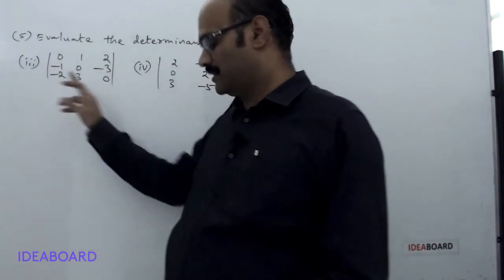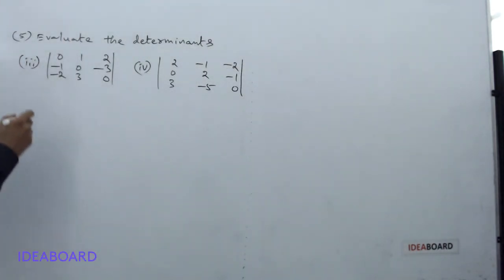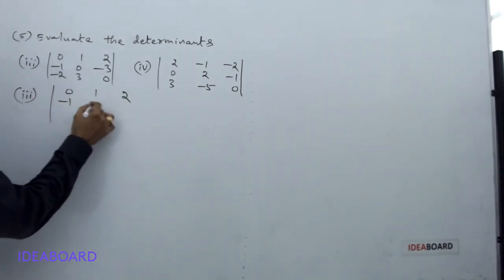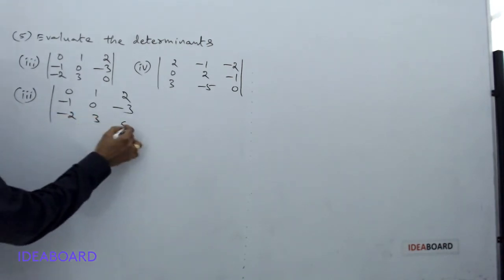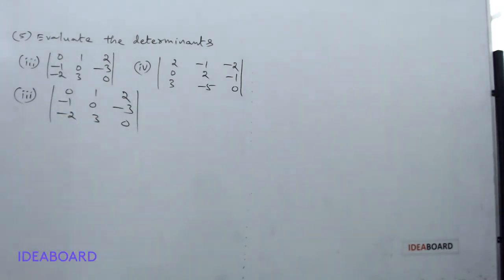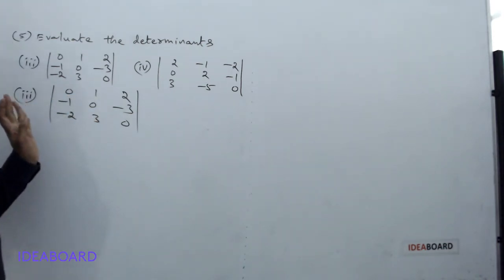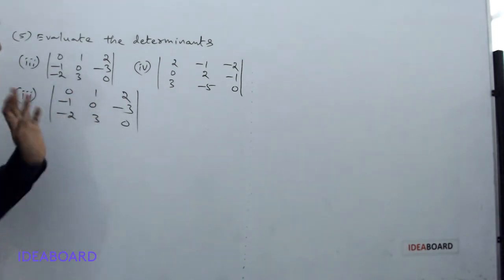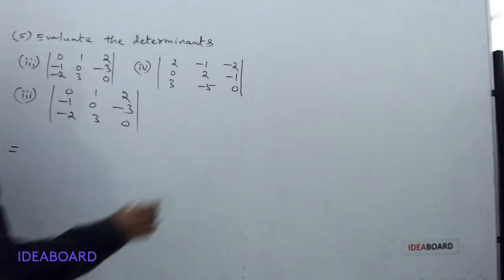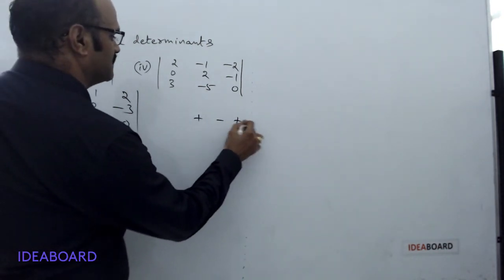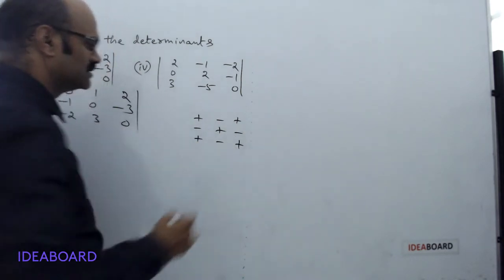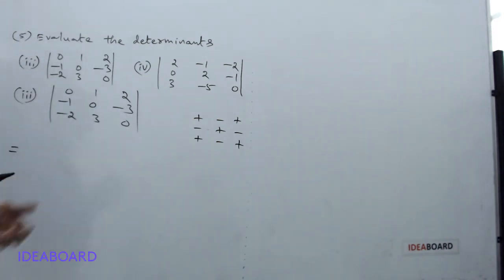Evaluate the determinants. Third problem. Determinant of 0, 1, 2, minus 1, 0, minus 3, minus 2, 3, 0. We know that the determinant of a 3 by 3 matrix is equal to the sum of the products of elements of any row with their corresponding cofactors. Here first we have to take the signs minus, plus, minus, plus, minus, plus, minus, plus, minus, plus. We can expand along any row or along any column.